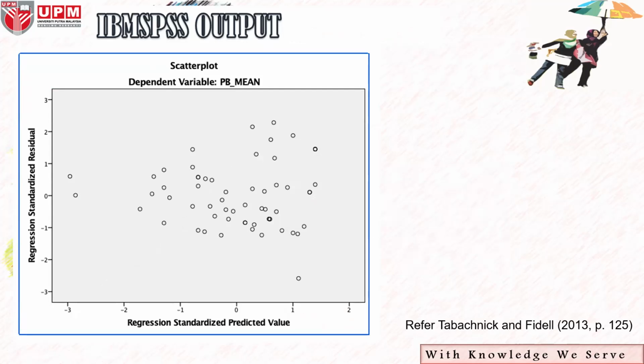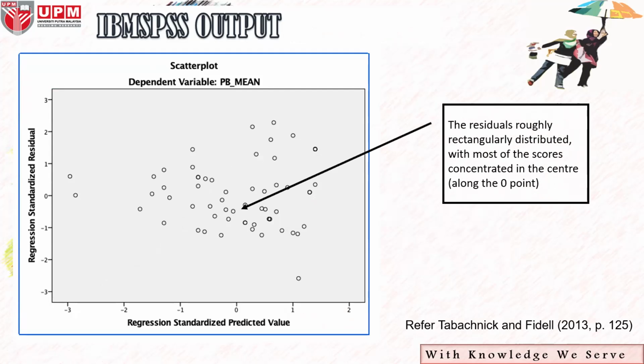Next one, okay, the scatter plot. The scatter plot ni indicates the residual roughly rectangularly distributed with most of the scores concentrated in the center along the 0 point. Kalau kita tengok ni most of the data set ni located dekat 0 ni. Tapi dia punya range ni -2 plus 2 lah kat sini. Ada yang 2 ni possible outliers kat sini. Okay.